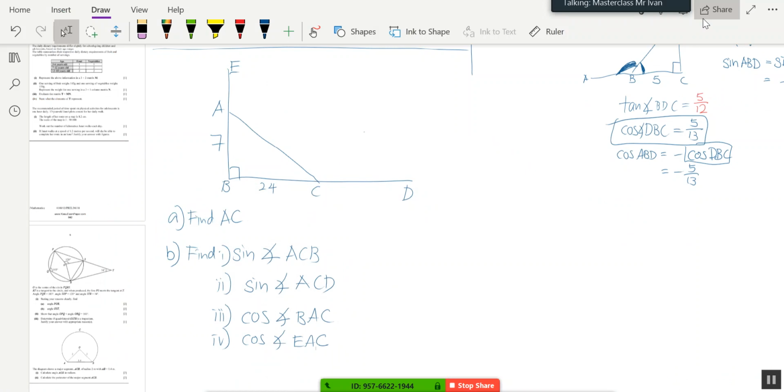Jerome, what's your answer for AC? 25. Okay. Which part are you at already? Part 4. Okay, part 1, what's your answer? 7/25. Not negative 7/25. For sine, the brother is the same, so your sign is always positive. Megan, which question are you at? Part 2. Do you get 7/25? Yeah.